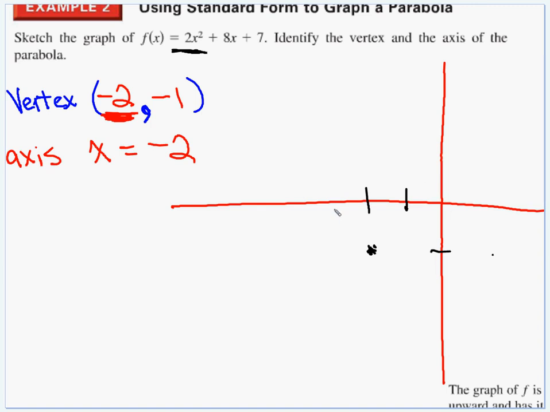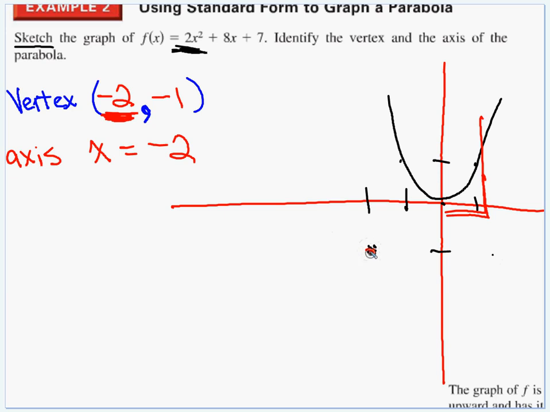Let's think here. Just to get a couple more points off this vertex, I don't want to go too far. They're just asking for a sketch of it. Think about our basic graph x squared. It would go through (1, 1) and (negative 1, 1) like this. And then if we multiply that by 2, it's going to make it rise faster. So before, when we would go over 1 and up 1 to get to the next dot, now we're going to go over 1 and up 2 to get to the next dot.